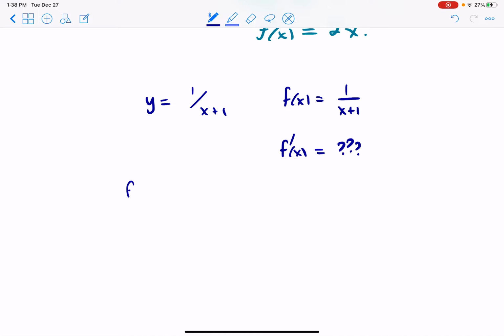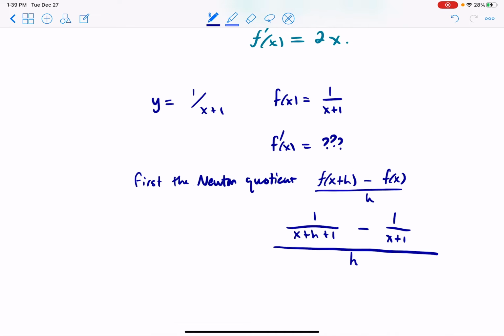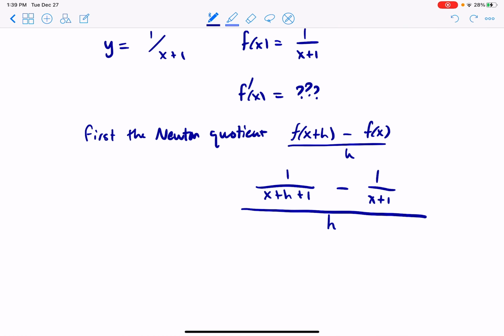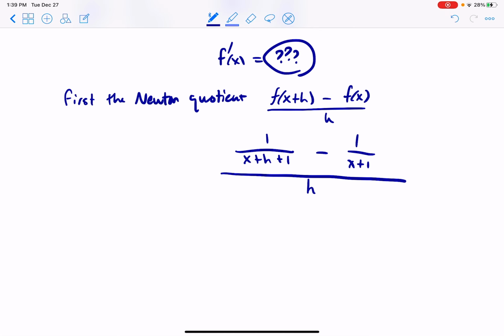Well, first do the Newton quotient. We do f of x plus h minus f of x, and then we divide that all by h. So I guess we have to plug x plus h into here: 1 over x plus h plus 1, and then minus f of x, which is 1 over x plus 1. All of that divided by h. So we have to do some algebra before we let h go to 0. Otherwise, we're going to get 0 divided by 0, which doesn't look like any answer that I know of.